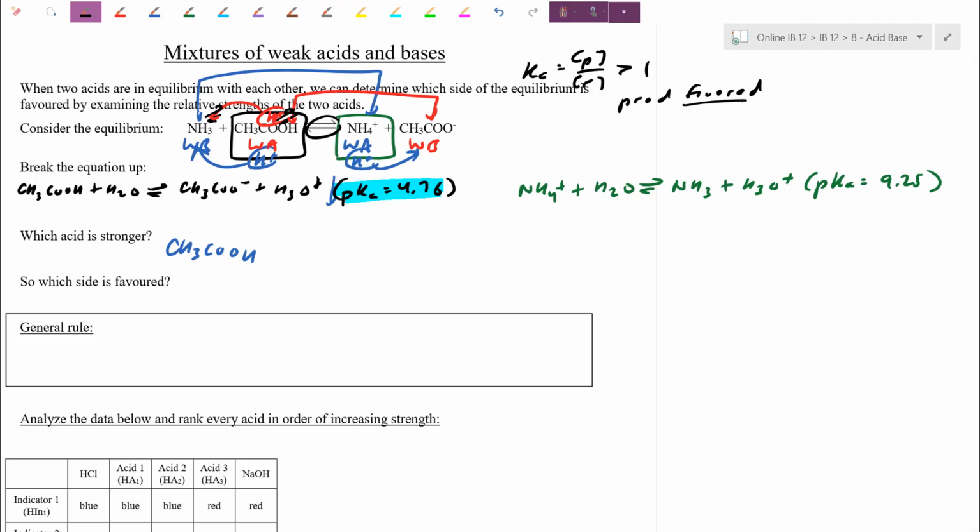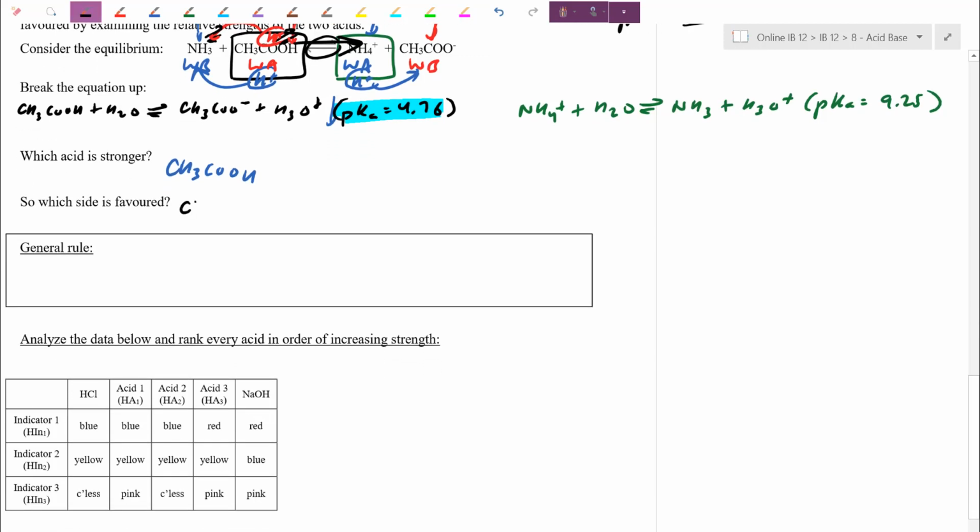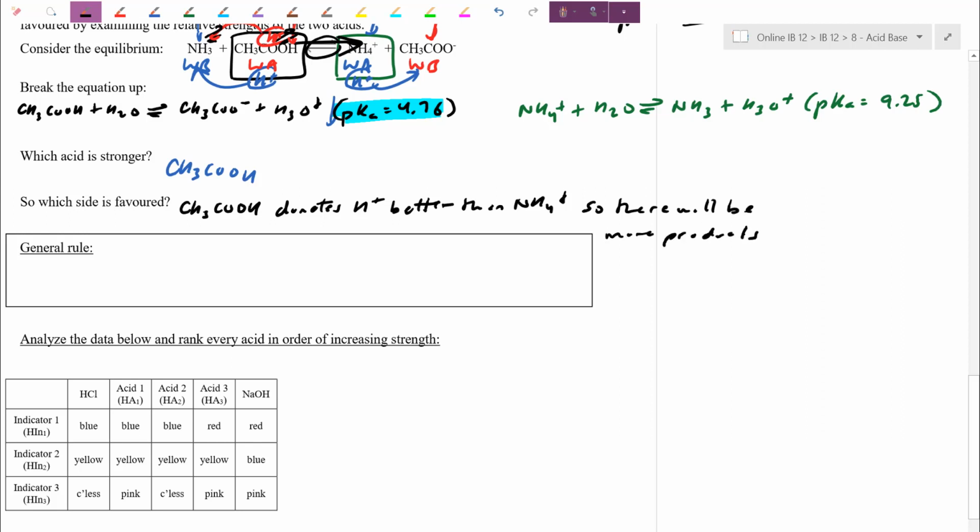So I picture this as more like a volleyball game here. Both teams are sort of evenly matched, but the left-hand side team is actually stronger. If they do their job better, if they pass the protons better, they're going to kick the equilibrium over to the right-hand side more often. So let me just write this down in words for you here. Because we've decided which is stronger, CH3COOH donates protons better than NH4+, so there will be more products at equilibrium.